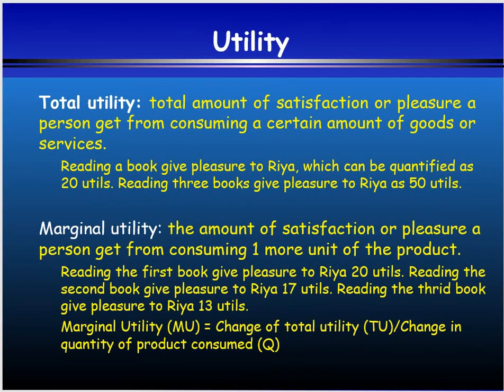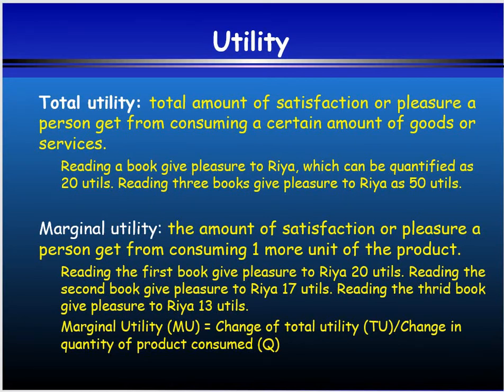Now I'm on the next slide, slide number 54. Utility. Total utility is the total amount of satisfaction or pleasure a person gets from consuming a certain amount of goods or services. Reading a book gives pleasure to Ria, which can be quantified as 20 utilities. Reading 3 books gives pleasure to Priya as 50 utilities. So that's total utility.